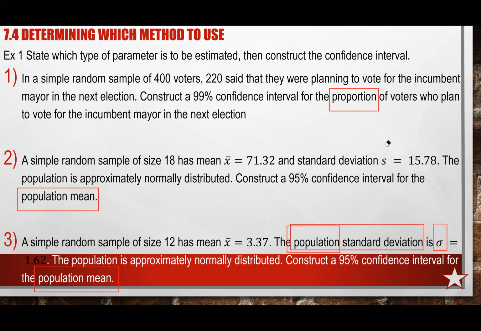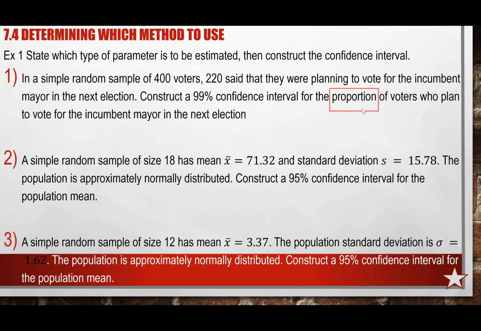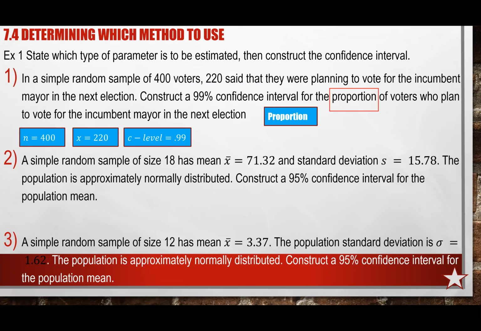Looking at number 1, we know we have to find the population proportion, which is easy to identify, since it is a standalone section. As long as you see the word proportion, you know you're in 7.3. And how do we find a confidence interval for a proportion? Well, we need an n, which is the 400, and then we need the x, which is the 220, and then we need the confidence level, which is in this case 99%, your 0.99. Again, the reason why I typed proportion is because the directions say to state which type of parameter we estimate. So we estimate a proportion, and there's nothing more to it, right?